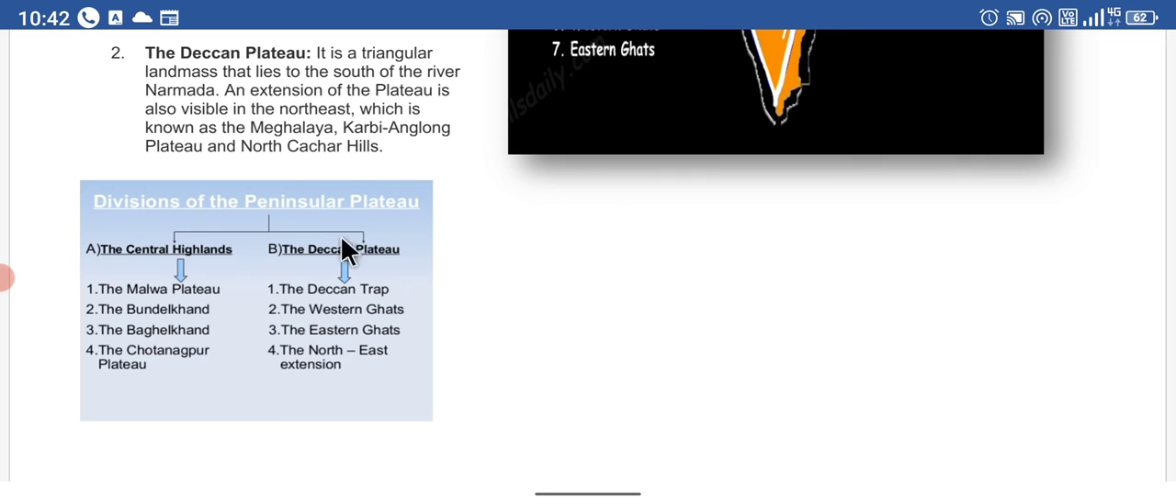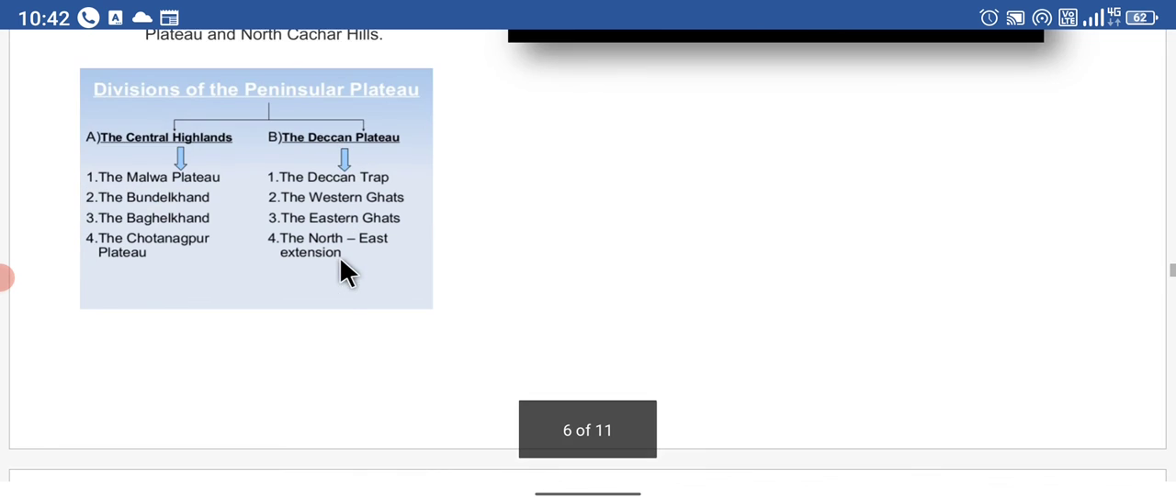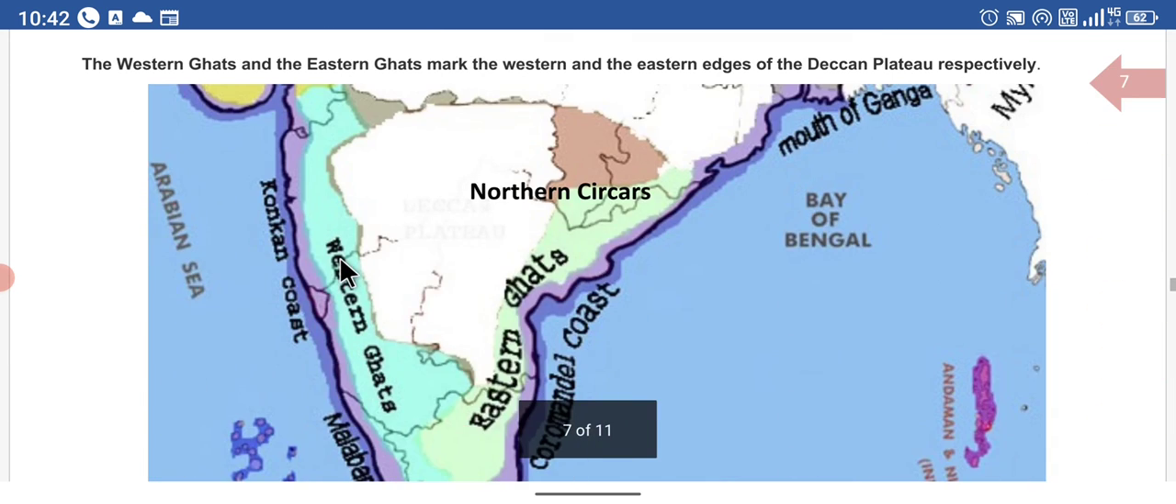Division of the Peninsular Plateau: the Central Highland and the Deccan Plateau. The Malwa Plateau, Bundelkhand, Baghelkhand and Chota Nagpur Plateau are part of the Central Highland, while the Deccan Trap, the Western Ghat, the Eastern Ghat and the Northeast extension are part of the Deccan Plateau. The Western Ghat and the Eastern Ghat mark the western and eastern edges of the Deccan Plateau.